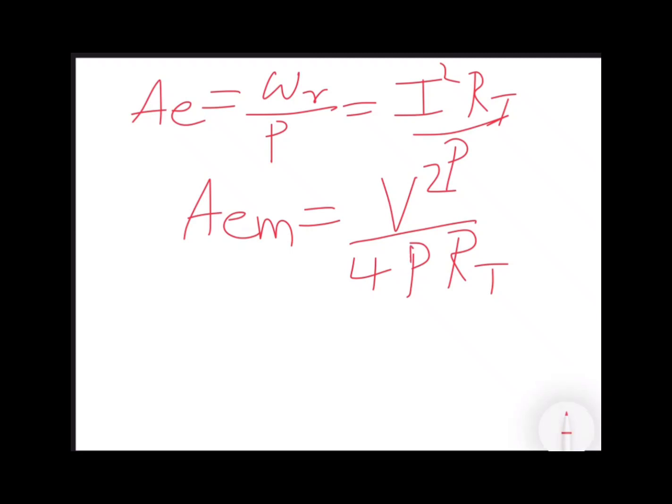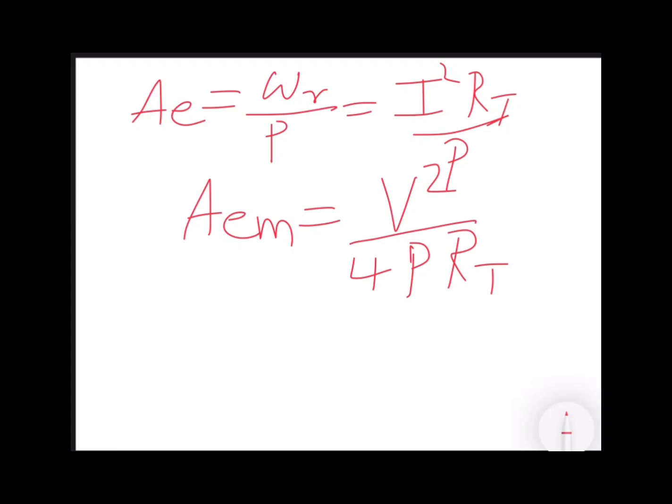So this is one way how we can define the effective aperture of an antenna. That is AEM. This is called the maximum effective aperture. That is AEM is equal to V square divided by 4 into P into RT.